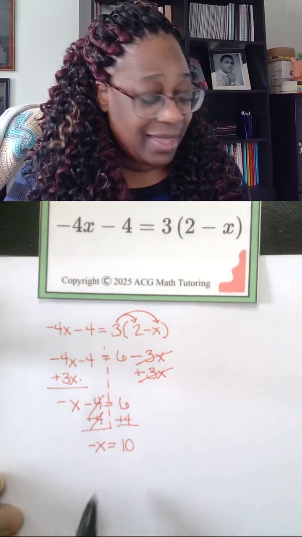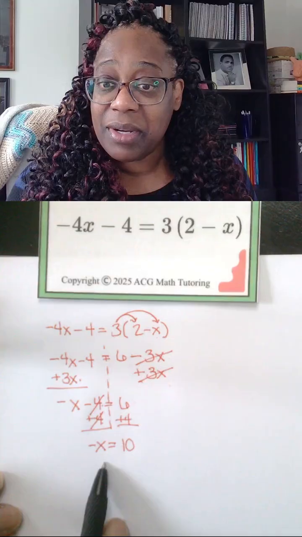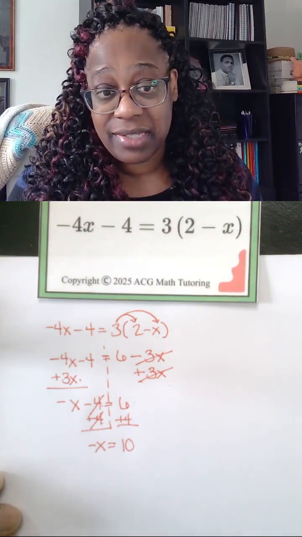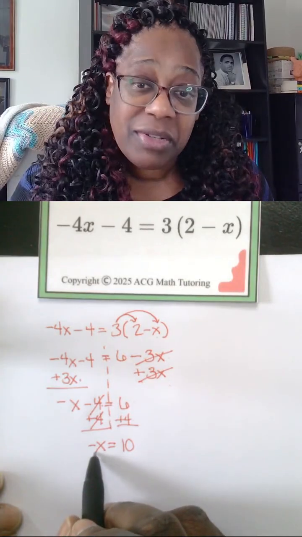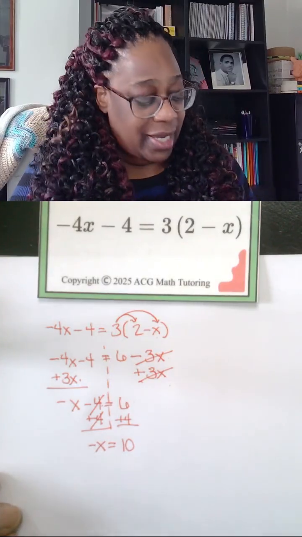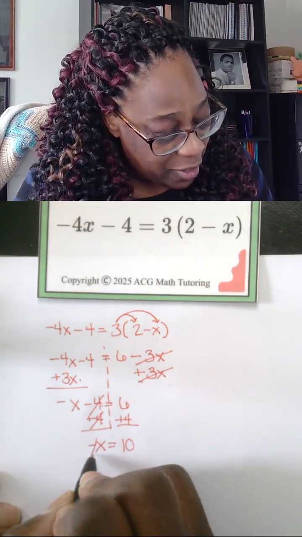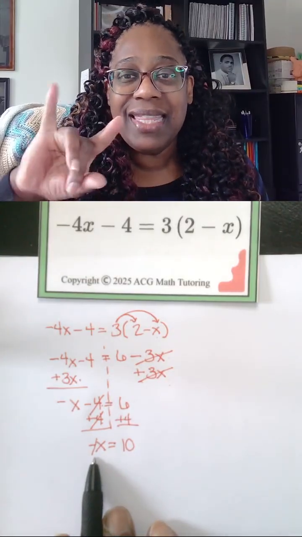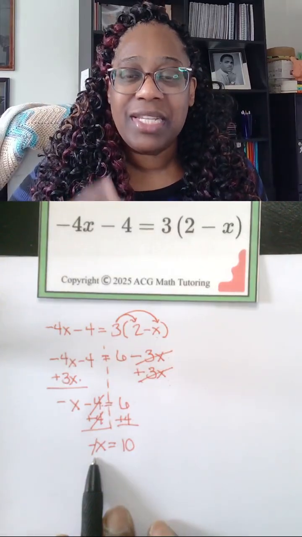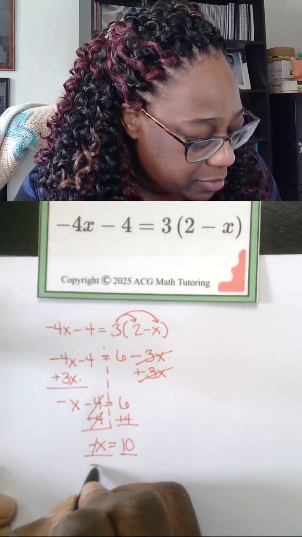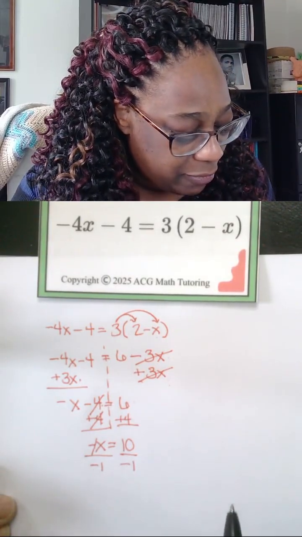So now, this is not my final answer. The reason we have a negative x, we want a positive x. So it's always assumed that there's a negative 1 in front of that x. When you see a number and a variable next to each other like that, that's multiplication. The inverse of multiplication is division. So I'm going to divide both sides by negative 1.